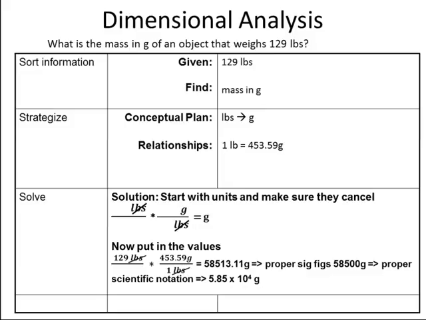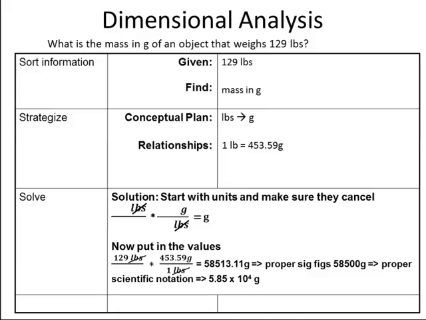The 1 in the 1 pound there, since it's part of a conversion factor, it's actually 1.00000. Anytime you see a 1 that's part of a conversion, it's got an infinite number of significant figures. So that being said, I'm going to be limited to 3 significant figures. So I'd round that value to 58,500 grams.